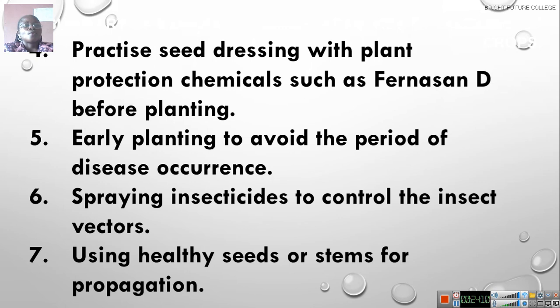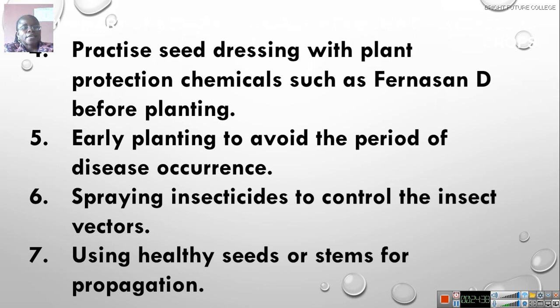Number 4, practice seed dressing with plant protection chemicals such as Fernasan D before planting. That means you dress the seed with this chemical, Fernasan, before you plant that particular seed. That number 4 control measure is cultural.